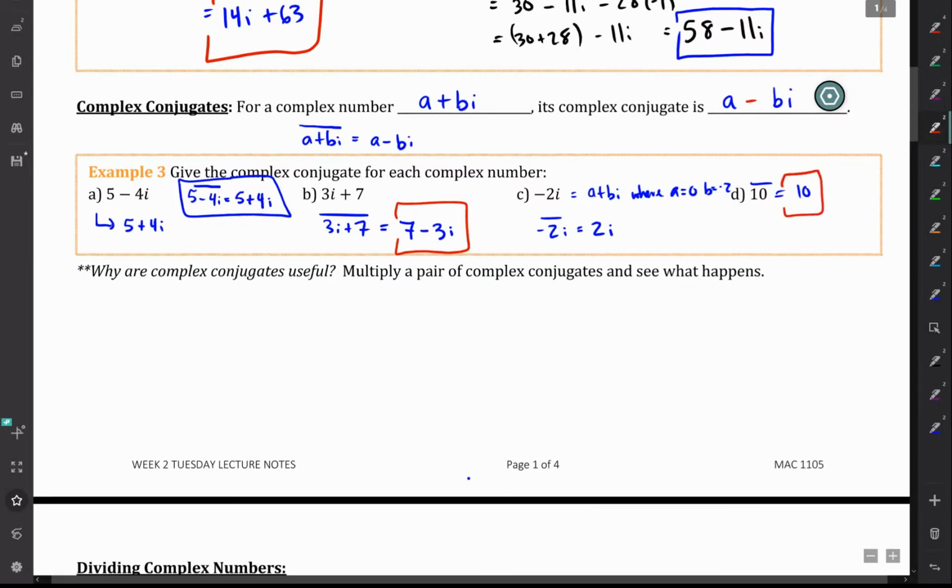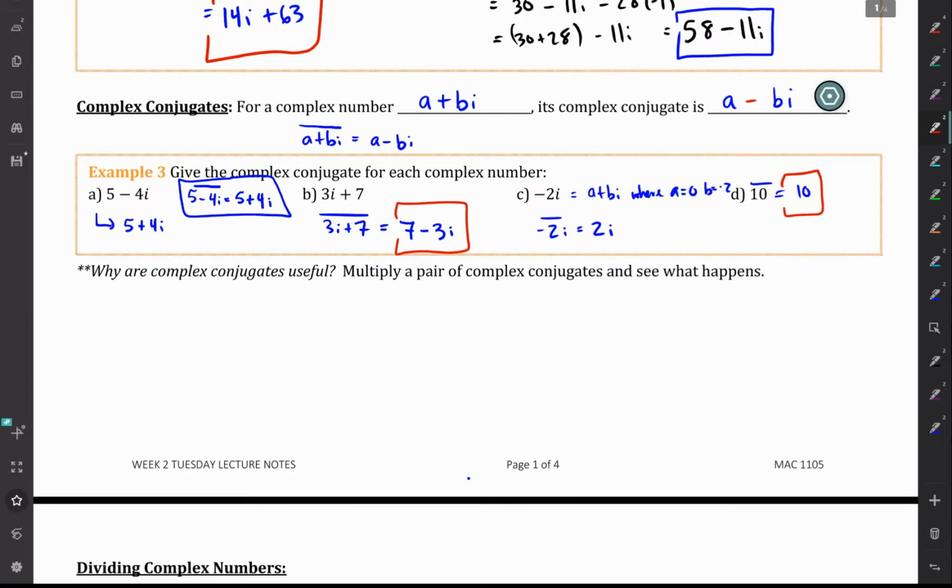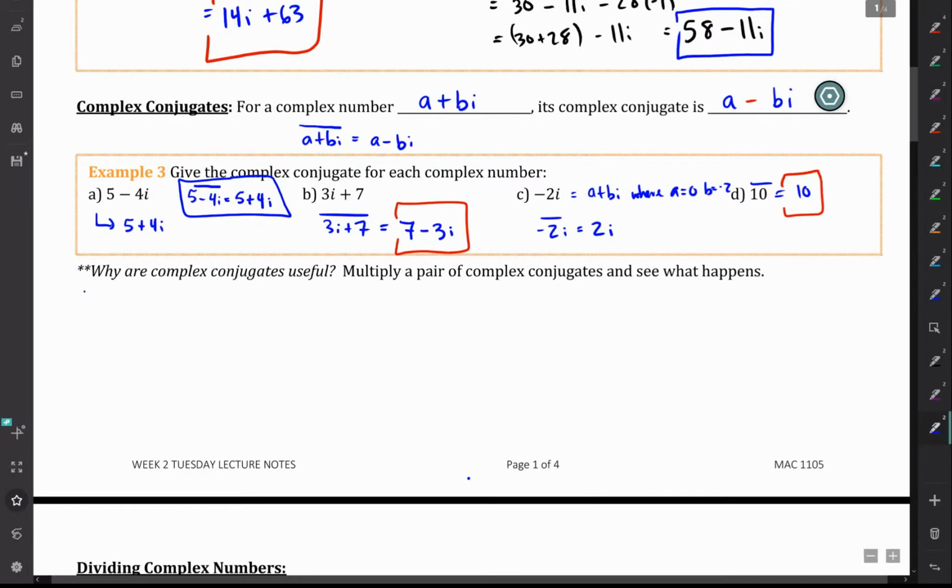Okay. And you might be wondering, why are complex conjugates useful? Well, if you multiply a pair of complex conjugates and see what happens, you'll see something kind of interesting. So let's just do an example. If I start off with a number like 5 minus 4i, and I multiply by its complex conjugate, 5 plus 4i, you should end up getting a real number.